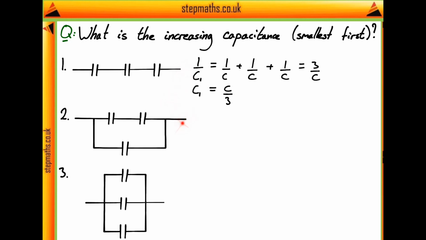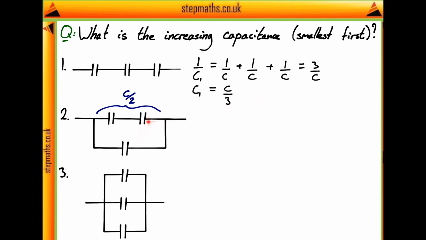Now, if we look at our second configuration, we can see that we have a section of two capacitors in series, in parallel with this one capacitor here. Using the law that we just used to add up our three capacitors in series, we can do the same thing for our two capacitors in series here, and it's going to give us a capacitance for this section of C over 2, which you can probably see by looking at the previous part.